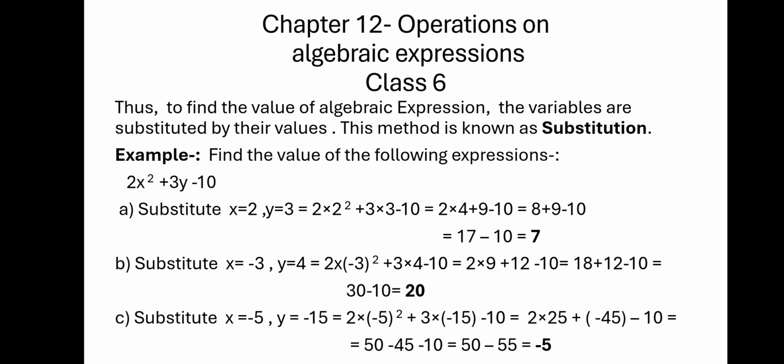C question. Substitute x is equal to negative 5 and y is equal to negative 15 in 2 into negative 5 whole square plus 3 into negative 15 minus 10. So 2 into 25, negative 5 whole square is 25. 3 into negative 15 is negative 45 minus 10. So 50, because 25 twos are 50, minus 45 minus 10, that is 50 minus 55, because negative 45 and negative 10 gives you negative 55. That is equal to negative 5.